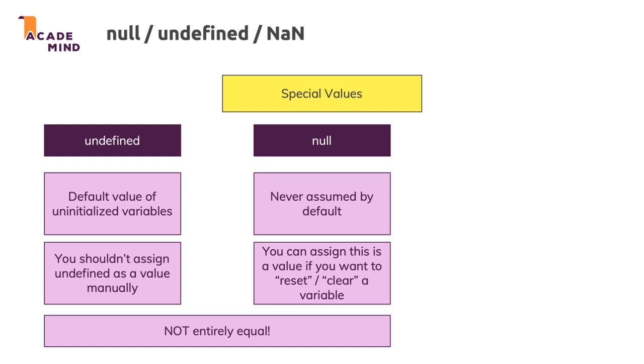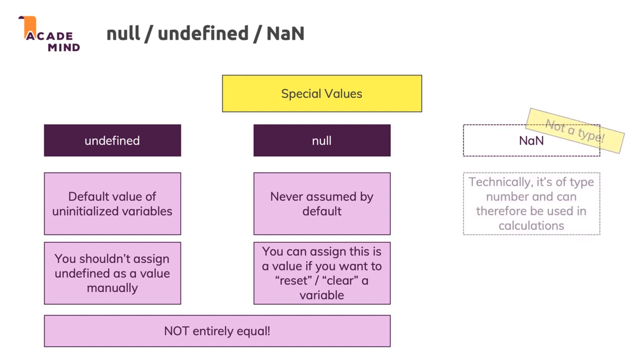Now, there also is one other special value, and that's NaN. That stands for not a number. And technically, unlike undefined and null, which also are their own types, this is not a type. Instead, it's of type number. It's not its own type. And you can therefore use it in calculations where you work with numbers.